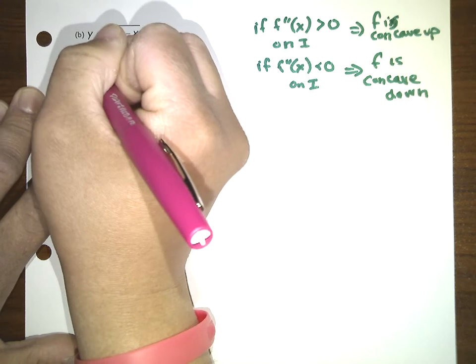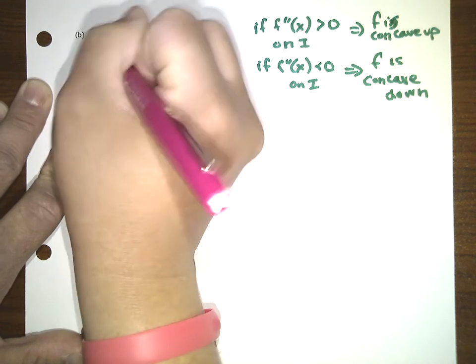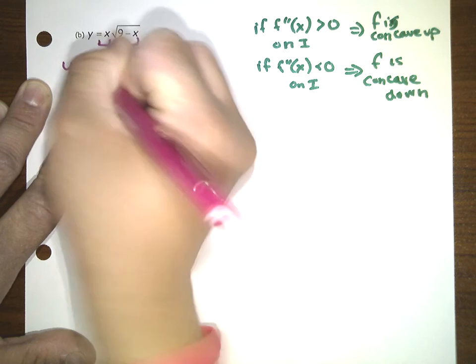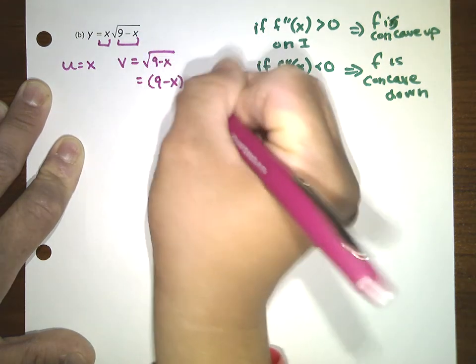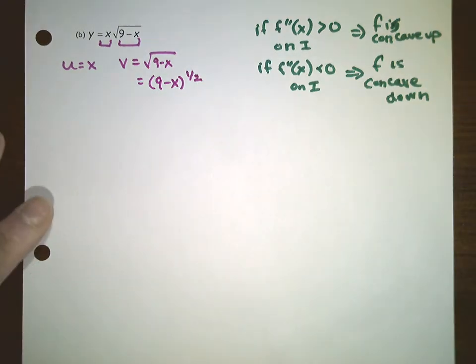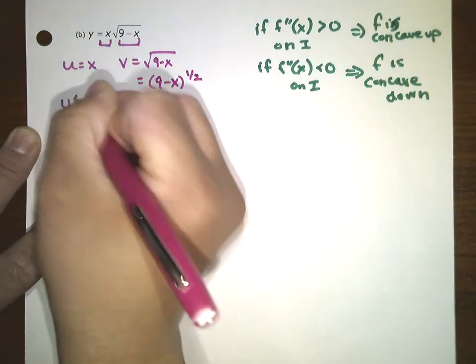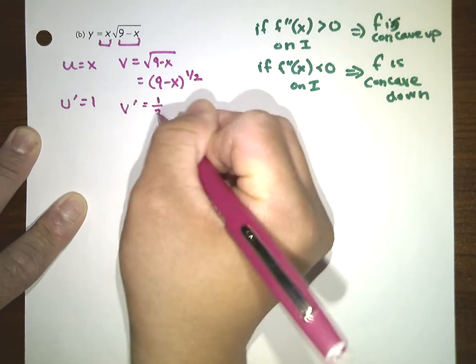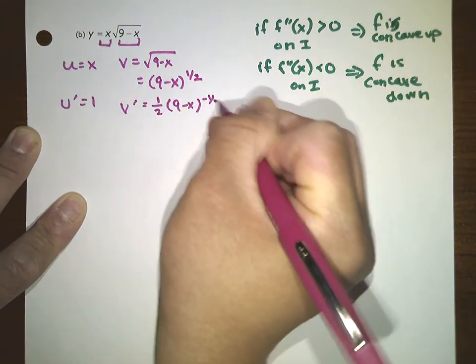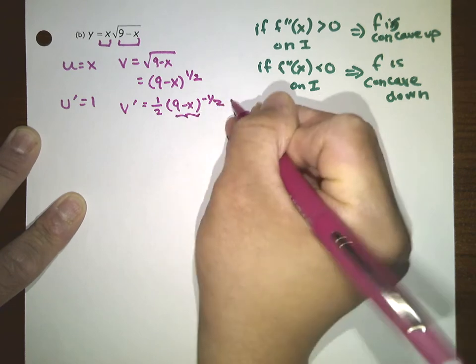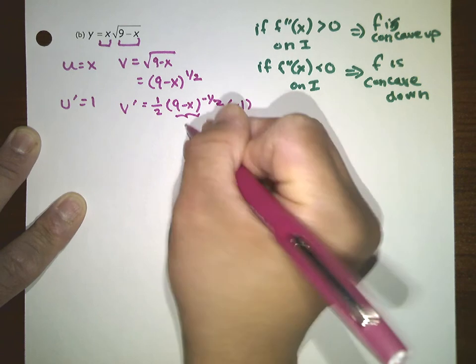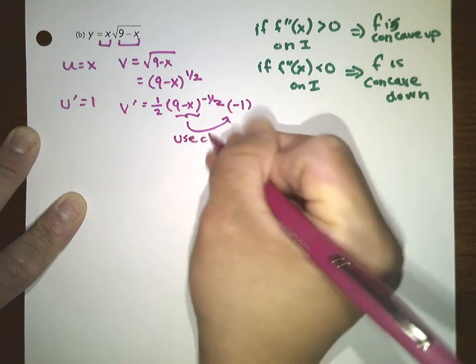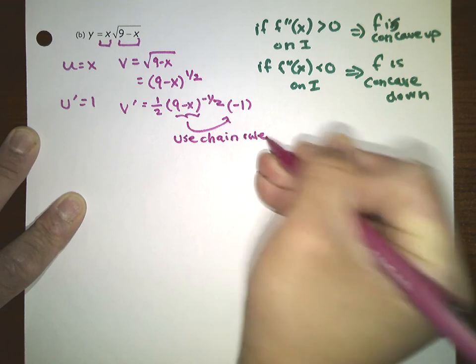But here we go. So to find the first derivative, we need to use the product rule. So we'll let u be x and we'll let v be the square root of 9 minus x, or 9 minus x to the 1/2 power. And so then u prime will be 1 and v prime will be 1/2 times 9 minus x to the negative 1/2 power times, we need the derivative of the 9 minus x because we're going to use the chain rule here. So that's -1. So don't forget to use the chain rule. All right, please don't forget that.